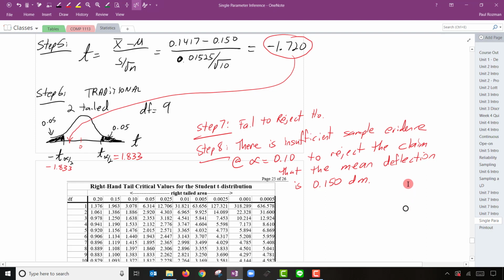Notice how we went through these much faster now, even though this was a new test; we hadn't done a test for the mean yet. The 8 steps are still basically the same. The structure holds true regardless of what sort of test we're doing.